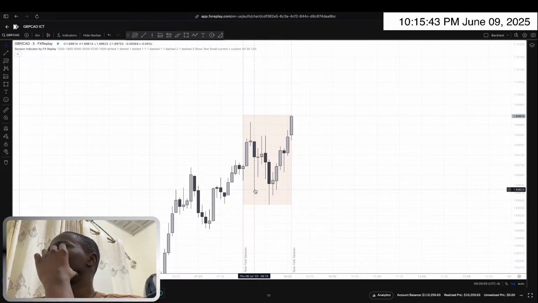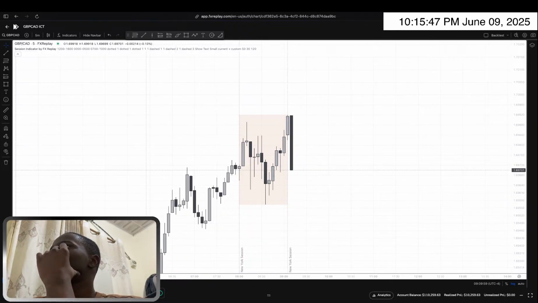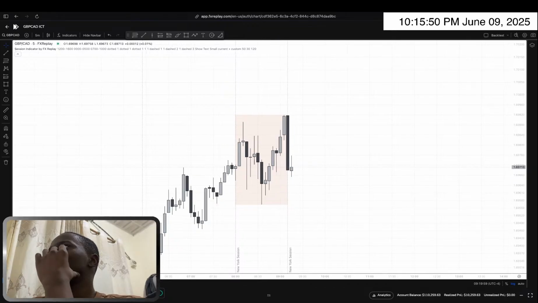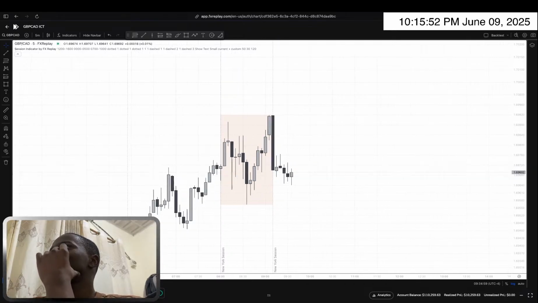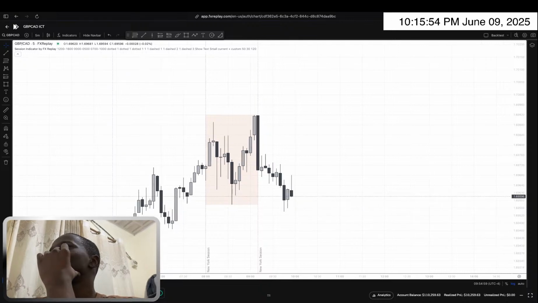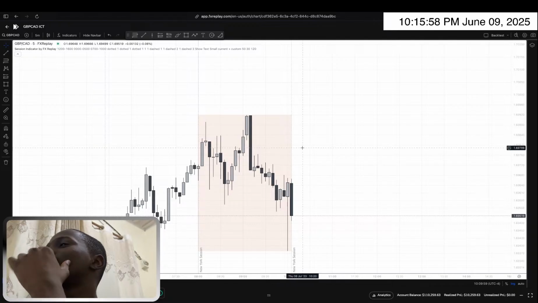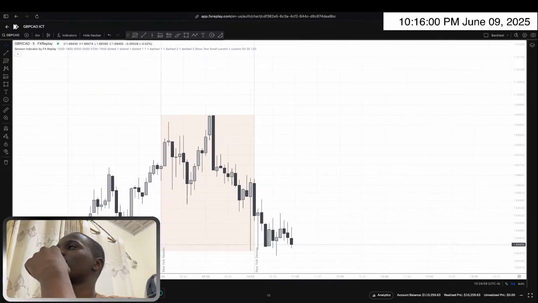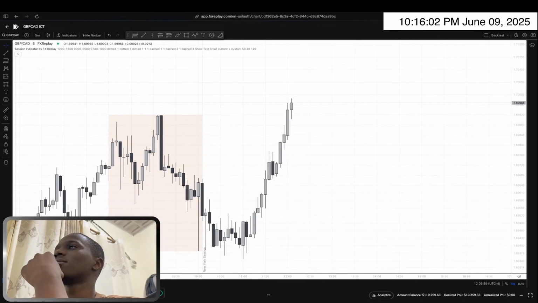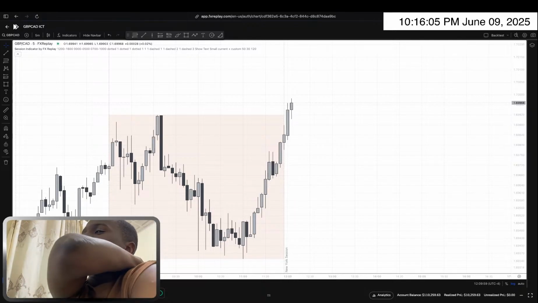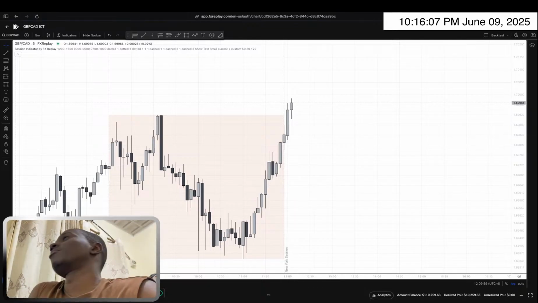So we take out a low here at the open, we shift structure, and then we drop tremendously. Sit on your hands, dude, sit on your hands. These prices are something you should never play with.